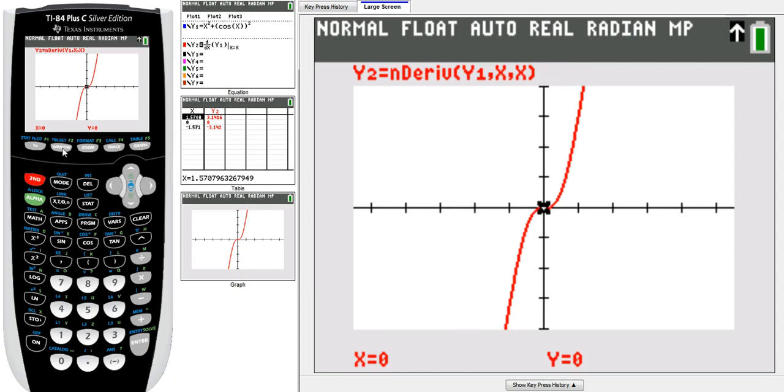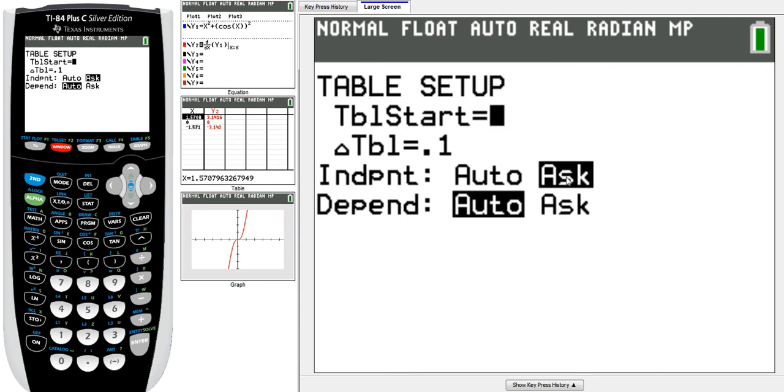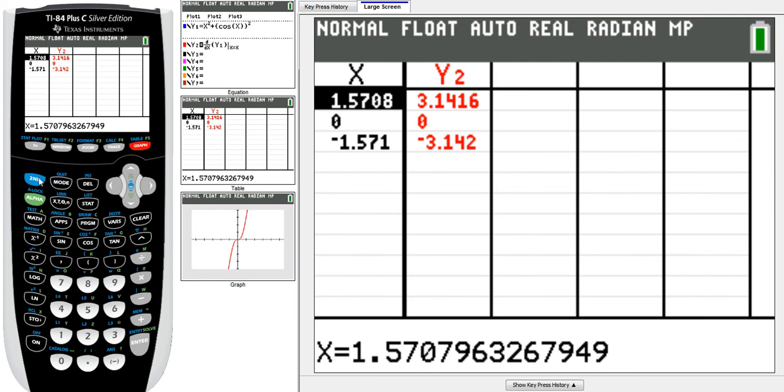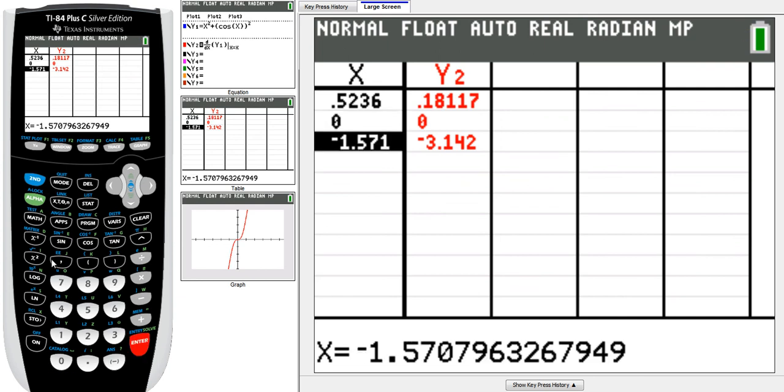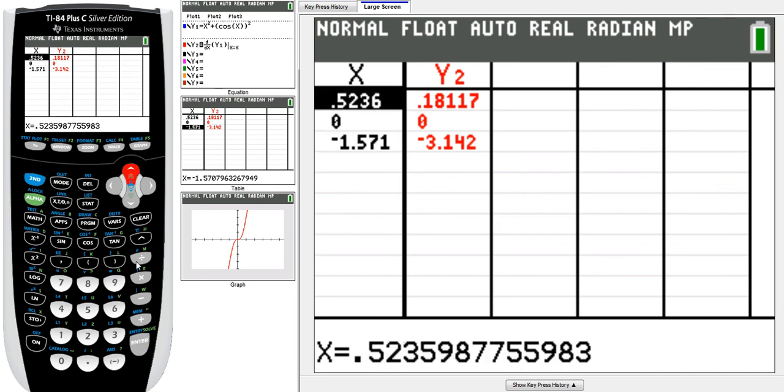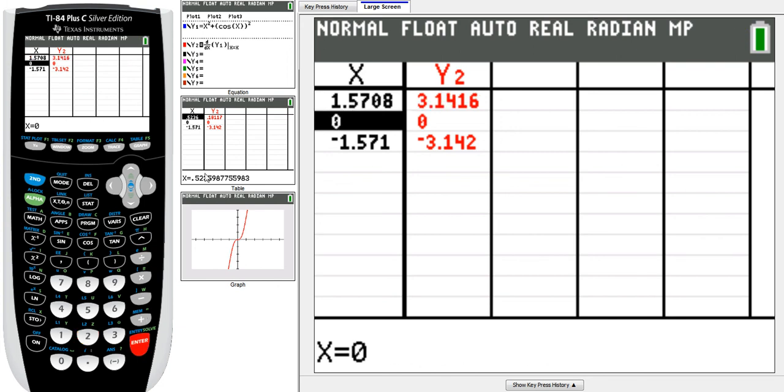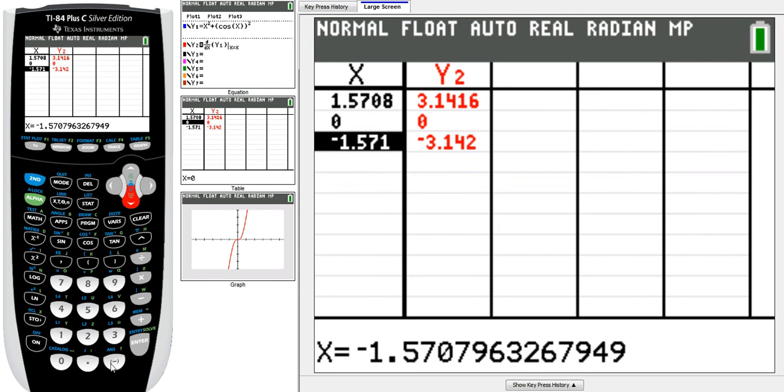I am going to do the same thing that we did before that I showed you in class. Make sure your table setup is on Ask. And then when I go to the table, you're going to type in your pi divided by 6, you're going to type in your 0, and then you're going to type in your, oh sorry, it's not supposed to be pi divided by 6, it's supposed to be pi divided by 2. And then 0, and then our negative pi over 2.